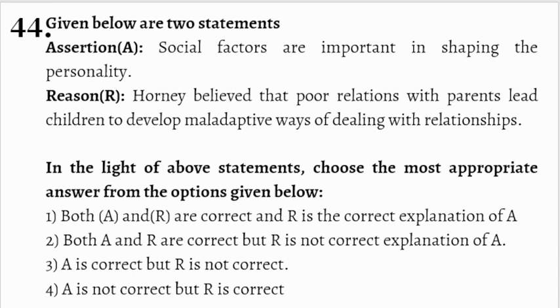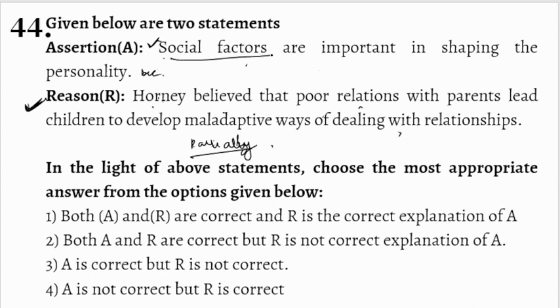So the assertion says that social factors are important in shaping our personality. Yes, they are really important. Then the reasoning says that Horney believed that poor relationships with parents can lead children to develop maladaptive ways of dealing with the relationship. Yes, this is also correct. But let us look at whether the reason explains the assertion well or not. Social factors are important in shaping the personality because Horney believed that poor relations with parents can lead to maladaptive ways. Now it is partially explaining our assertion.